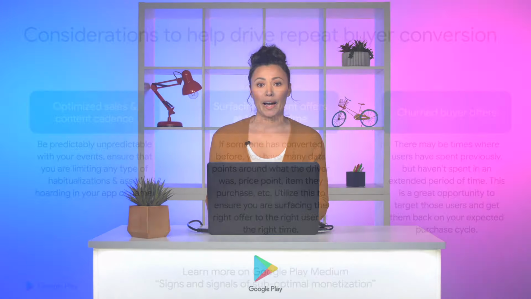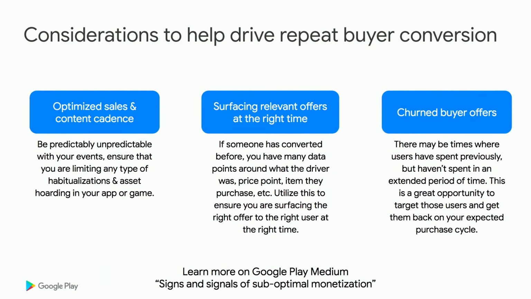And finally, churned buyers. We all probably have a set of users that has purchased before and hasn't purchased in an extended period of time. These are users you can target with specialty offers based on what they purchased previously and maybe the length of time that they haven't purchased in. Is it 30 days, 60 days, 90 days, etc.? And try to surface a meaningful and valuable offer to them in order to get them to purchase again and get back onto that payer purchase cycle.